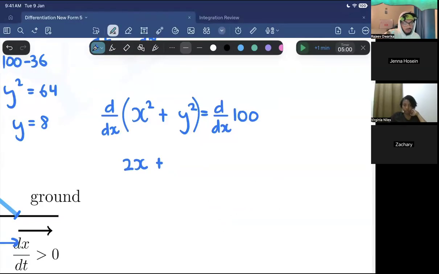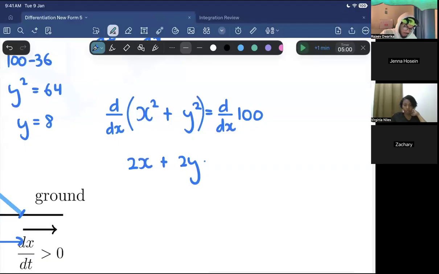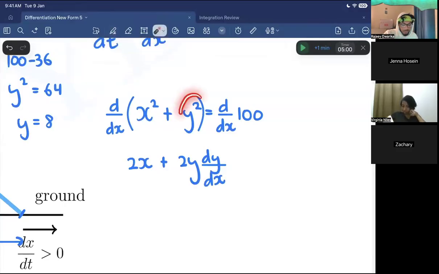So we're going to differentiate y squared. The point I'm trying to make, Zachary, is y squared could be a function in terms of x. So I want you to differentiate y squared as if you were differentiating with respect to y. So you get 2y, times dy/dx, because y squared could be a function in terms of x. This is actually the chain rule I'm doing here.